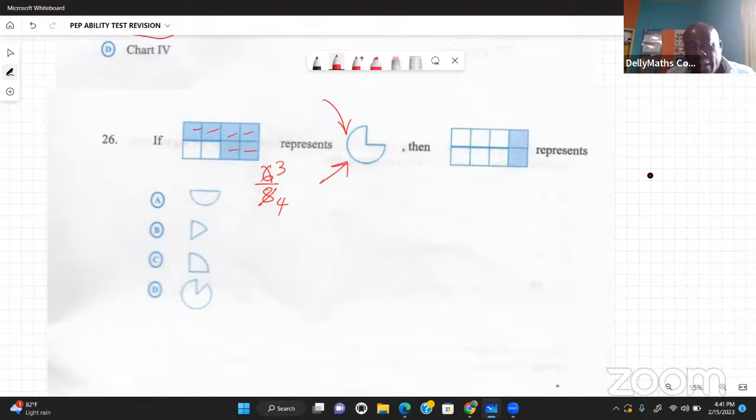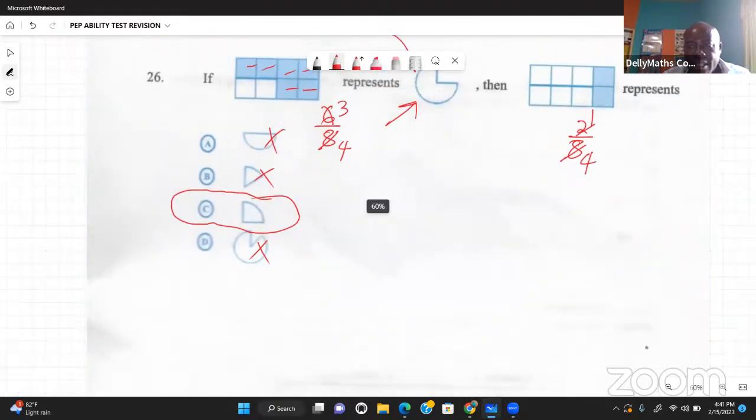Now let's look at this one. We're looking at 2 out of 8, 2 into itself 1, 2 into 8, 4, right? So this is a quarter. So I'm going to be looking for a quarter of a circle for my answer. This is off, that's off, that's off, and C for 26 is definitely the quarter of a circle. So you have to be looking out for those little things as you go on.